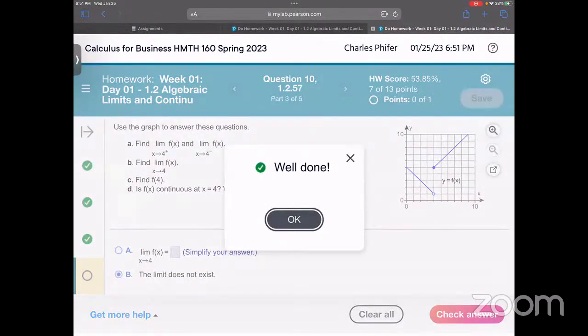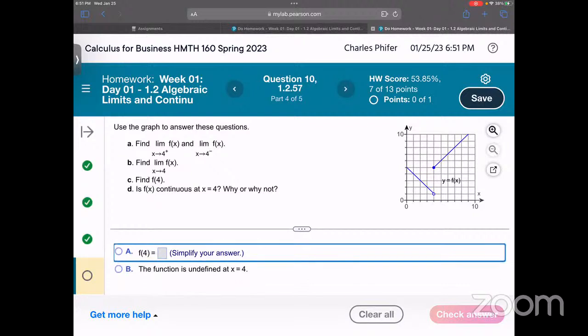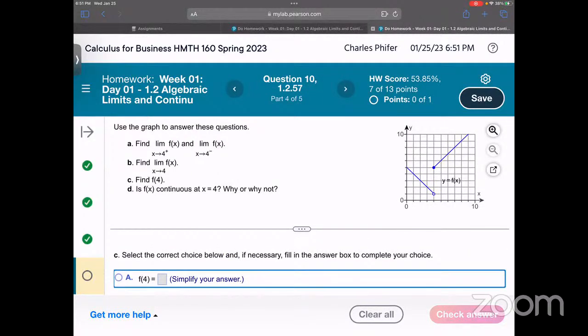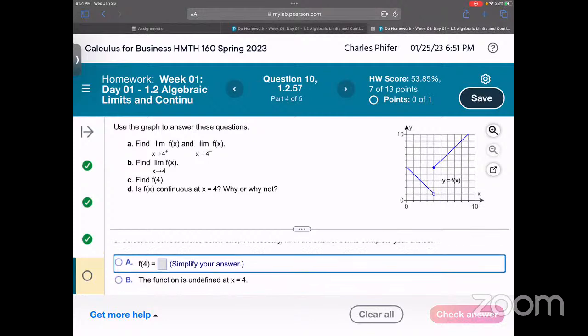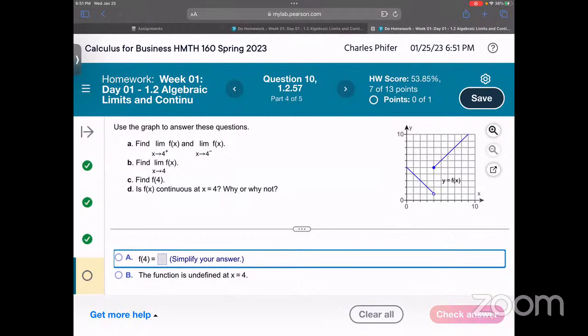Okay. Is f continuous at x equals 4? We're going to say no. C, oh, f of 4. Okay, sorry. For part C, it wants us to evaluate when x is 4. The closed circle is at 5. So f of 4 is 5.